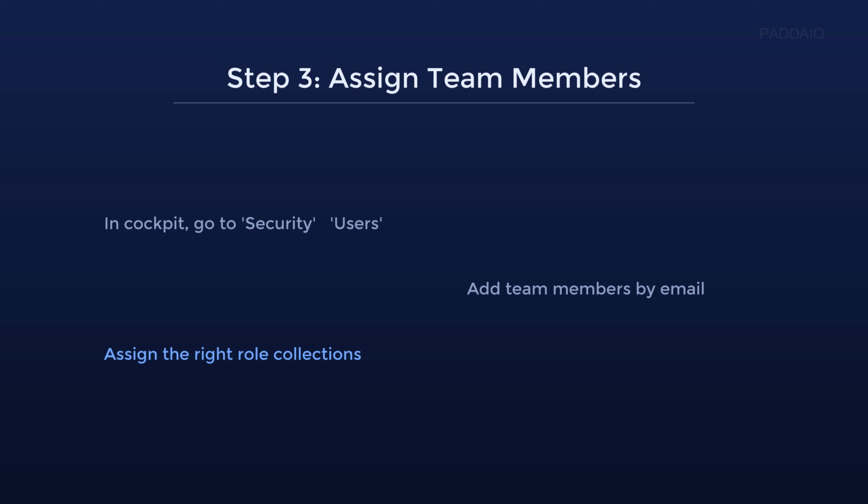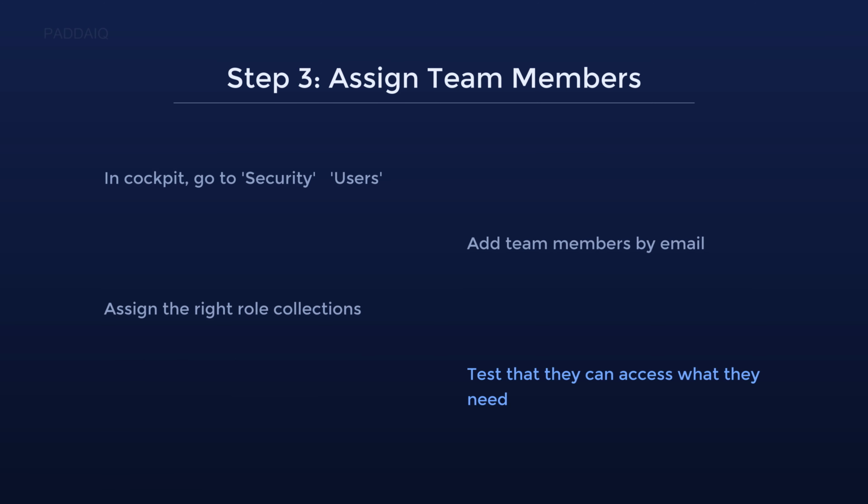Assign the right role collections. This means giving users only the permissions they need for their job. For example, a developer gets the developer role collection, not administrator. This ensures security and efficiency by following least privilege principles. Proper assignment protects your systems and data while enabling productivity.